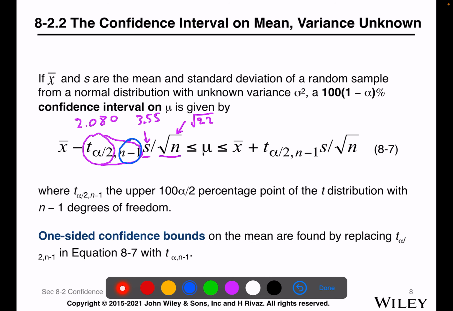So if I go back to the equation, this equation is for 100 times 1 minus alpha percent confidence interval, right? So when this thing is 95, it means that alpha is 0.05, right? And that means that alpha divided by 2 is 0.025. Yeah, sorry, I should have mentioned. So this is the percentage of the confidence interval that you get. Thank you.